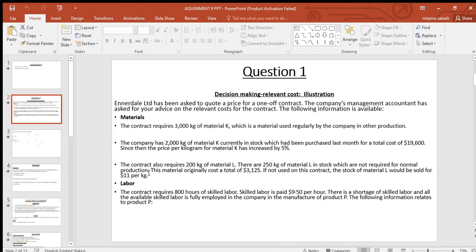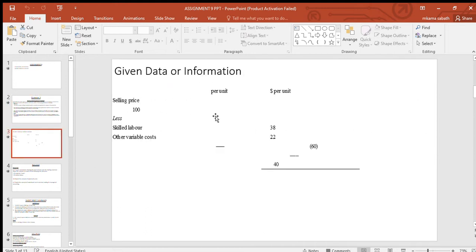And also we have labor. The contract requires 800 hours of skilled labor, whereby they are paid 9.50 per hour. There is a shortage of skilled labor, and all the available skilled labor is fully employed in the company in the manufacture of product P. The following information relates to product P. I had a hard time trying to put it in the PPT, but this is as far as I could. I hope you understand. It's also there in the question, the one you sent us in the email.